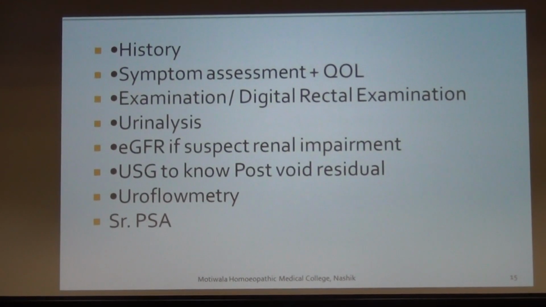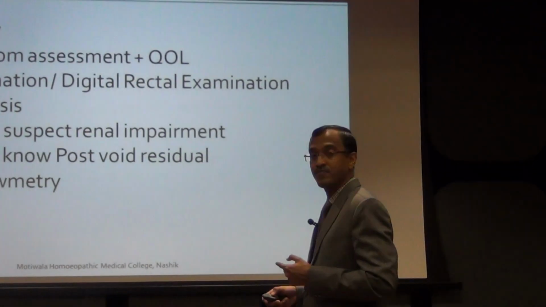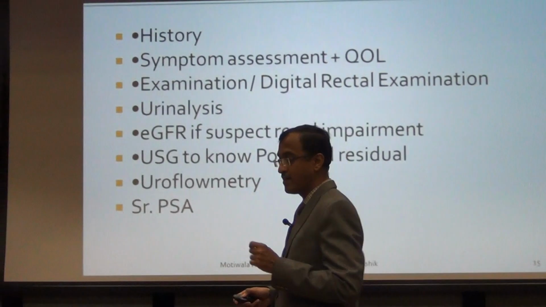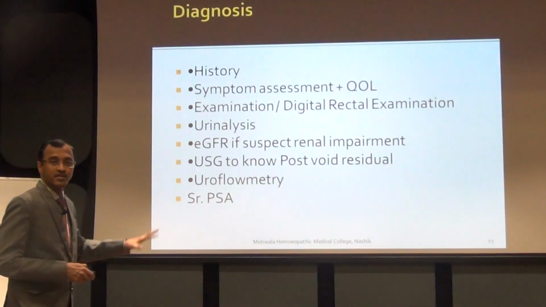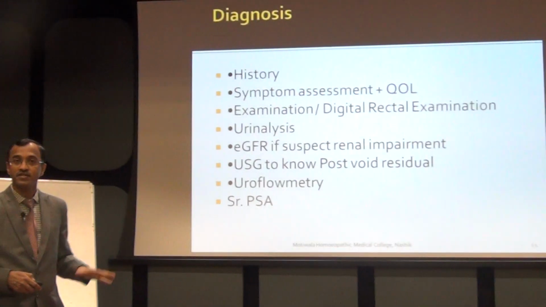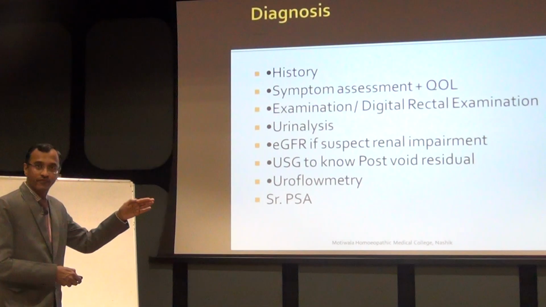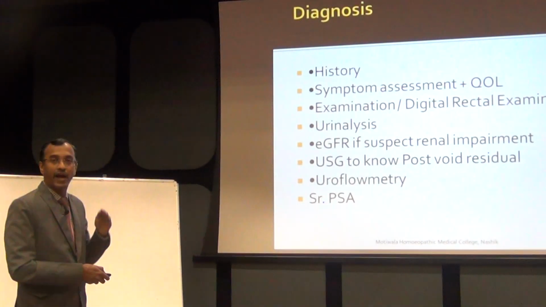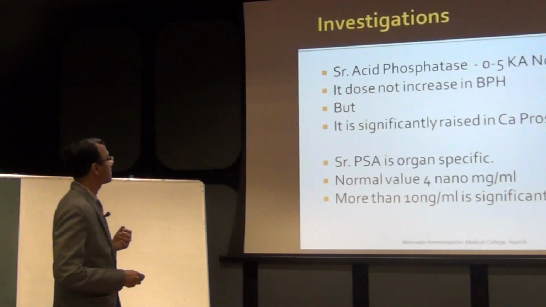In a few cases, we have to move ahead with uroflowmetry, and another key thing is serum PSA, that is prostate specific antigen. So these investigative parameters will help you diagnose and differentiate all the related clinical conditions and come to the final diagnosis of benign prostatic hyperplasia.